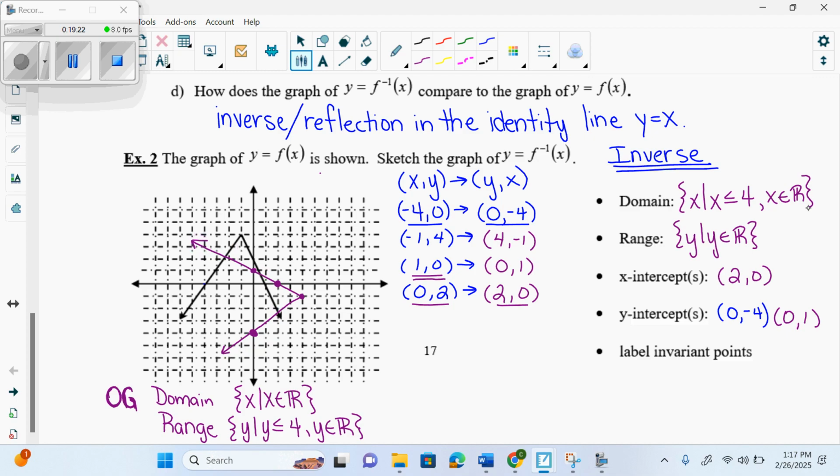And then we have to label the invariant points. The easiest way to label it is to literally sketch that identity line. So 0, 0, 1, 1, 2, 2. So like this. Right? Well, it crosses here, doesn't it? So this right here is my invariant point.